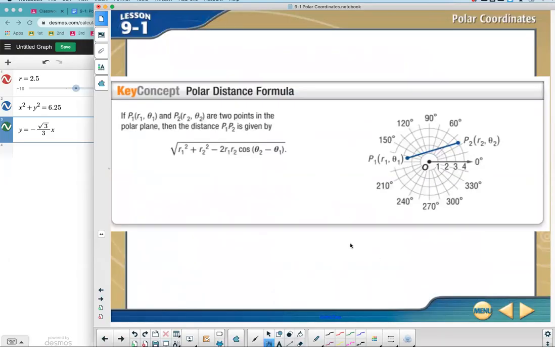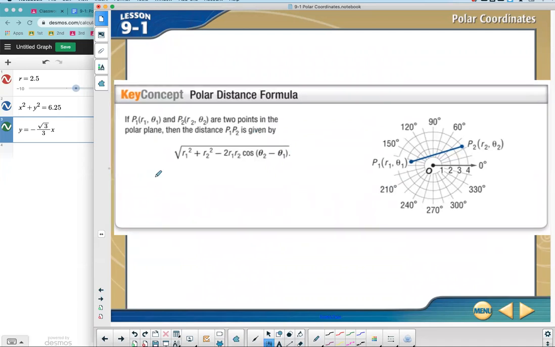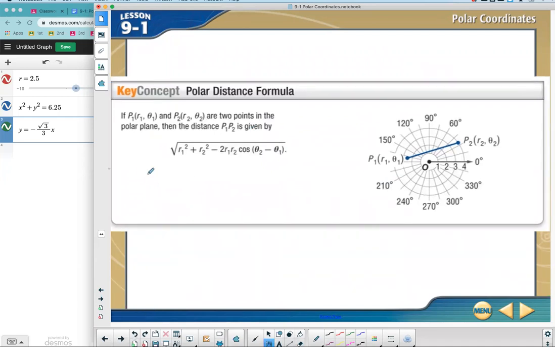Now let's talk about polar distance. What that means is you have 2 points and you want to know the distance between them, and their points are given in polar form. Well, they give us this formula, and this formula is basically one we learned earlier this year. It is an application of the formula from the law of cosines.